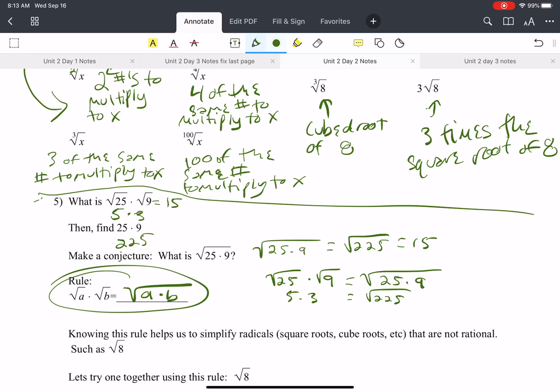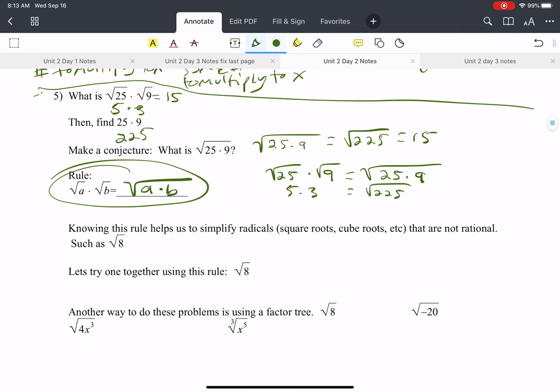When I say simplify, think of it like reduce, like how we reduce a fraction. If I had 5 over 10, I could reduce that fraction. I have to reduce and take all the perfect squares out of the square root of 8. Can anyone think of a factor of 8 that is a perfect square? 4. Good. So if I take the square root of 8 and use this rule, I can simplify it to be the square root of 4 times the square root of 2, because 4 is a factor of 8 and 4 times 2 is 8.